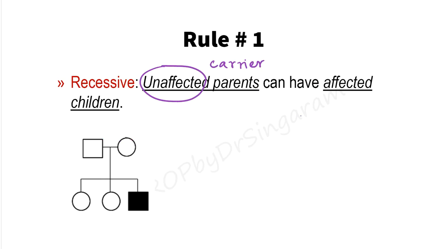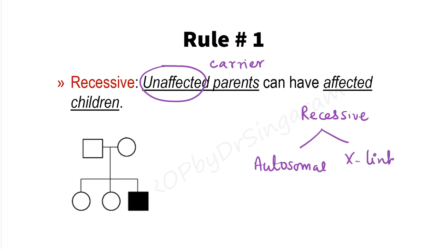Okay, and once you have a recessive pedigree, there are only two possibilities. What are the two possibilities? One is it could be an autosomal recessive pedigree. Second is it is going to be an X-linked recessive pedigree. Please remember, autosomal means it's a non-sex chromosome. That means both males and females would be affected. So in a family, if there is a recessive pedigree where both males and females are affected, think of autosomal recessive pedigree.